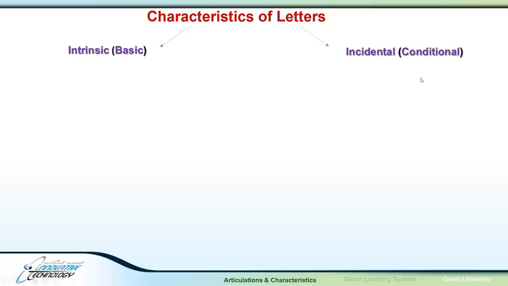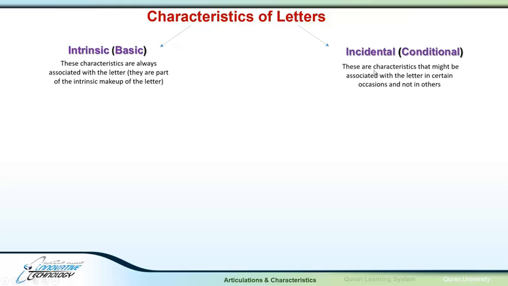The difference between the two is that in the intrinsic characteristics, the characteristics are always associated with the letter, and thus they are part of the intrinsic makeup of the letter. While in the incidental or conditional characteristics, the characteristics are not innate, where in this case the characteristics might be associated with the letter on certain occasions, while on other occasions they don't exist. So they are conditional to that particular occasion, and that's why they are not always associated with the letter, and hence not always intrinsic or basic characteristics.